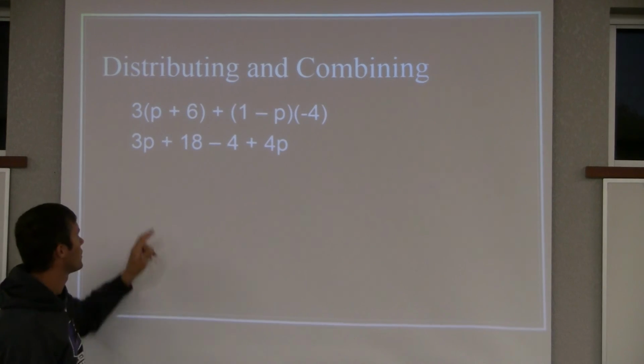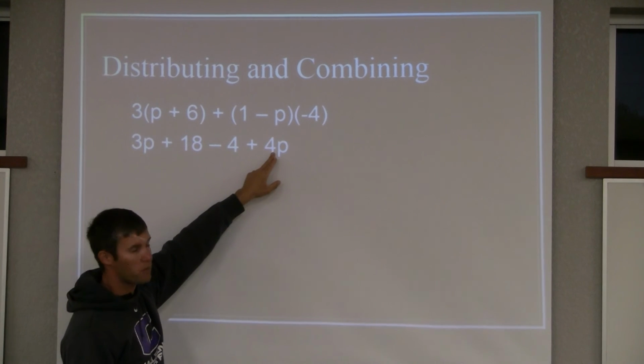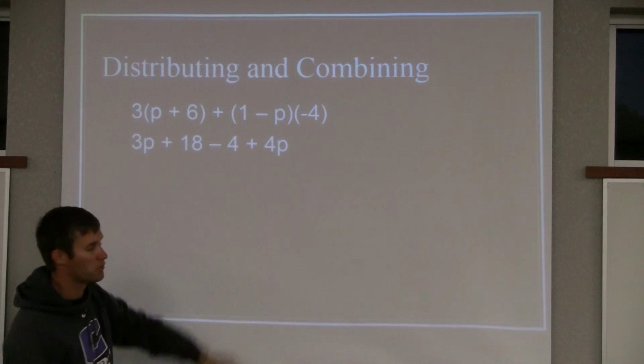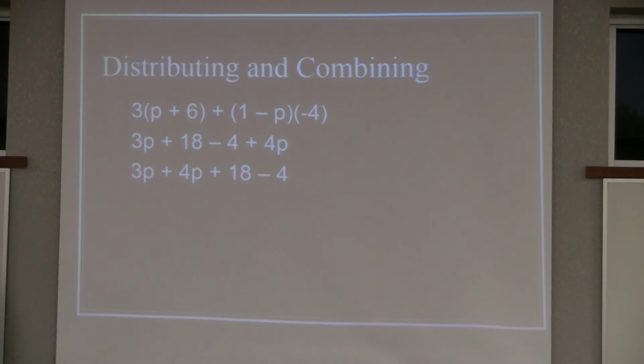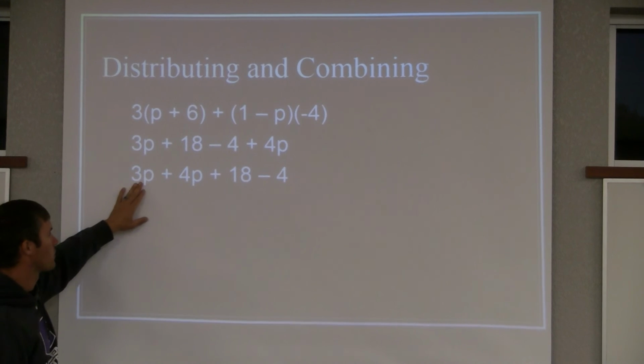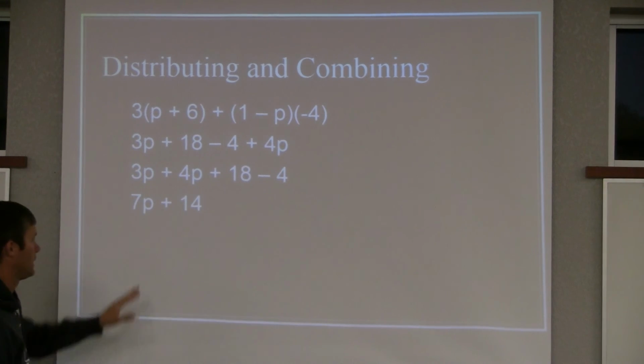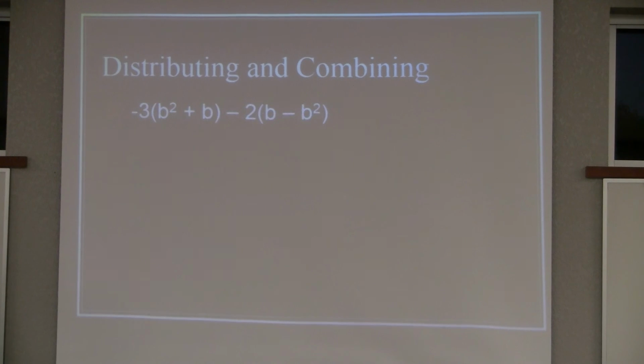Now we combine like terms. So I have 3p plus 4p, which would give me 7p, and then 18 minus 4, which is 14. So I just put them in order. Here are my like terms. 3 plus 4 is 7. 18 minus 4 is 14. And now I'm done. That's it.